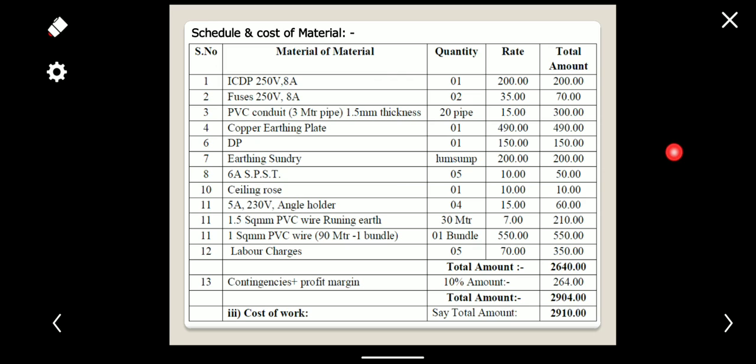So labor charges are there, then total the total amounts. The total amount is 3640, and add 10% for the contingencies and the profit margin. So 264 is the profit margin, so the total amount is 2904. So the total cost of work is 2910. Thank you.